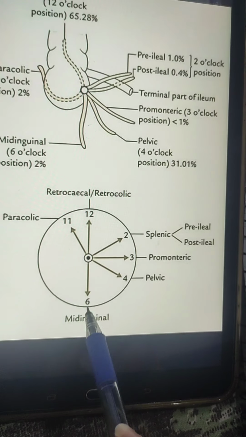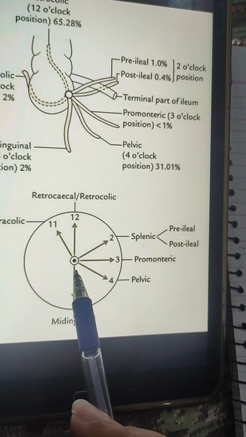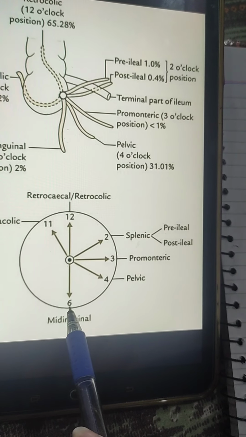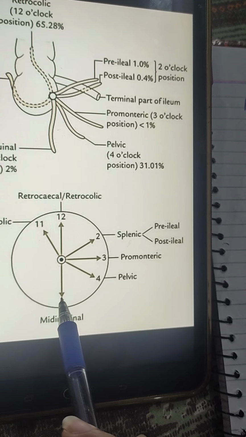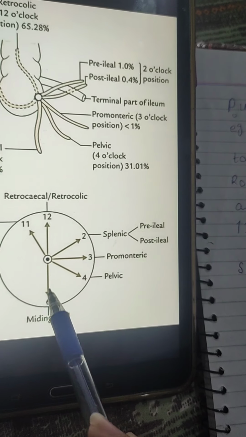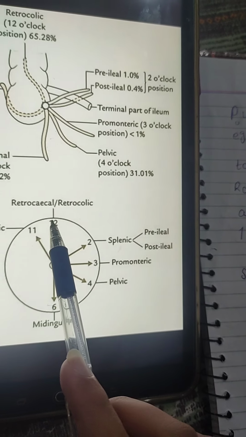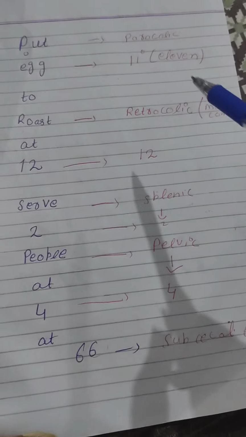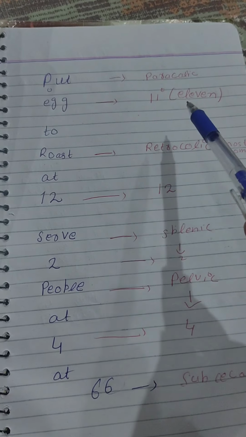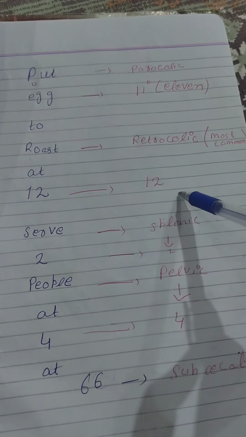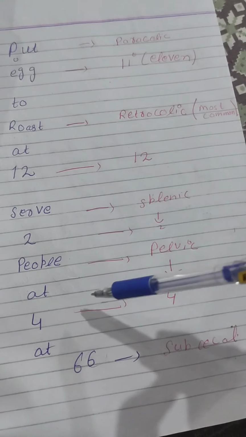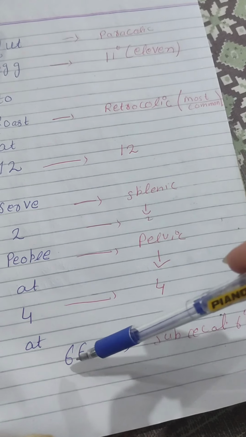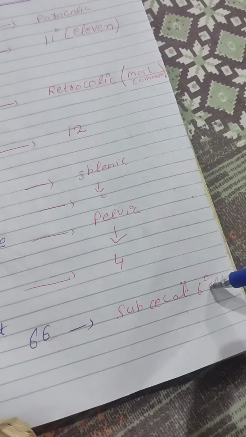Subcecal position is also known as the mid-inguinal position, where appendix is pointing towards the midpoint of the inguinal ligament. So this mid-inguinal point is 6 o'clock position. So if we see 12 and 6, these are the mid positions. 12 is retrocolic and 6 is mid-inguinal. To remember these 5 positions, you just have to remember this mnemonic: put egg, paracolic 11, to roast at 12, retrocolic 12, serve 2 people, splenic 2, P stands for pelvic at 4. So pelvic is 4 o'clock position, at the cost of 66, means subcecal, which is 6 o'clock position.